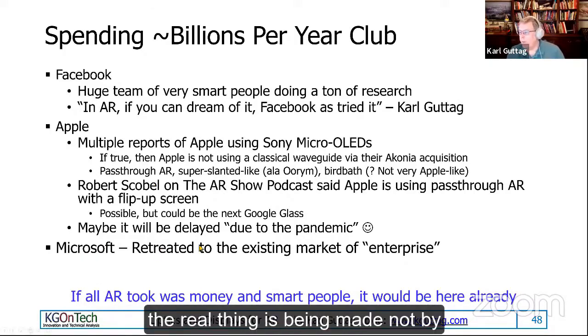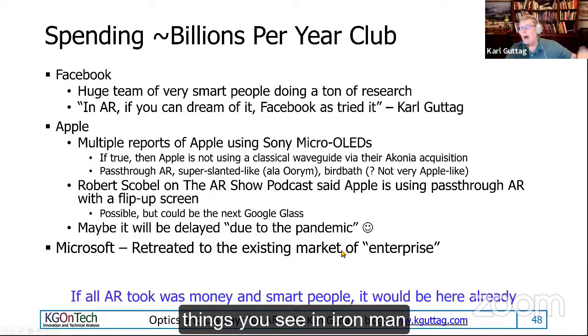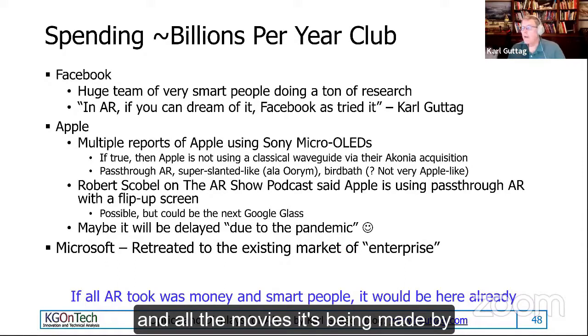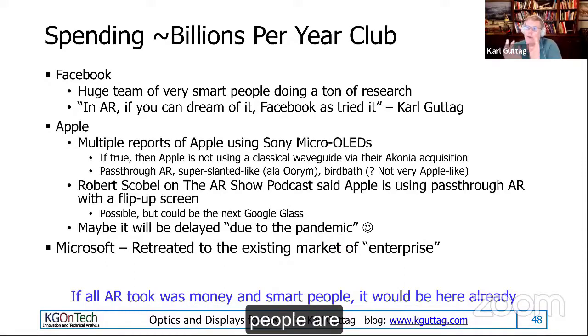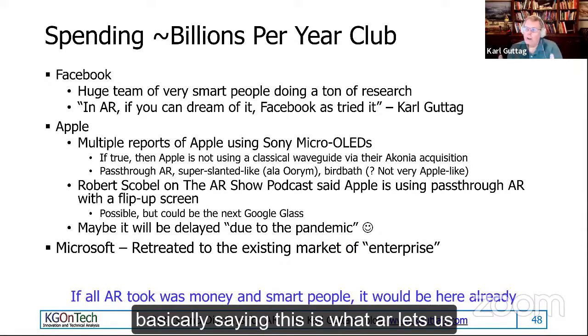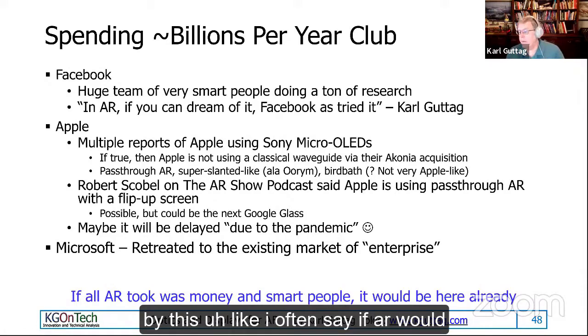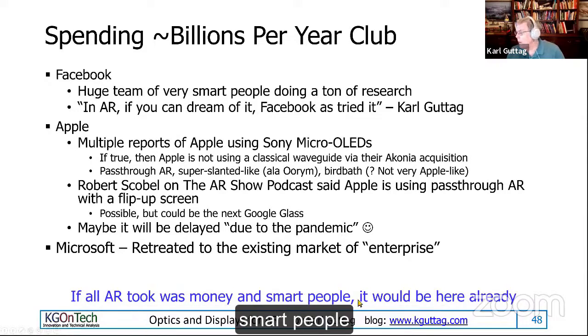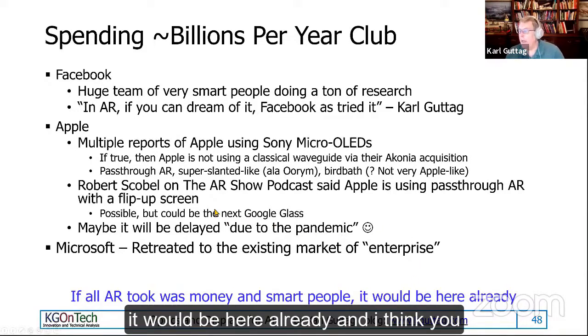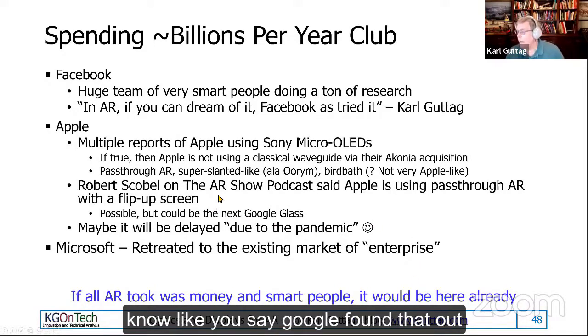So the real thing is being made not by putting out great movies, not by the things you see in Iron Man and all the movies. It's being made by people who are basically saying, this is what AR lets us do today, accept it, and then say, what could be useful with this? Like I often say, if all AR took was money and smart people, it would be here already. And I think, like I say, Google found that out.